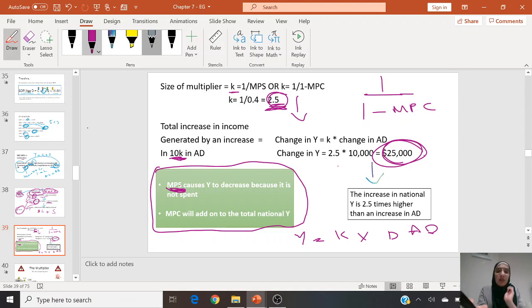For a good example of that, we did K equals 1 over MPS, or K equals 1 over 0.4, which is 2.5. Try doing K equals 1 over 0.8.